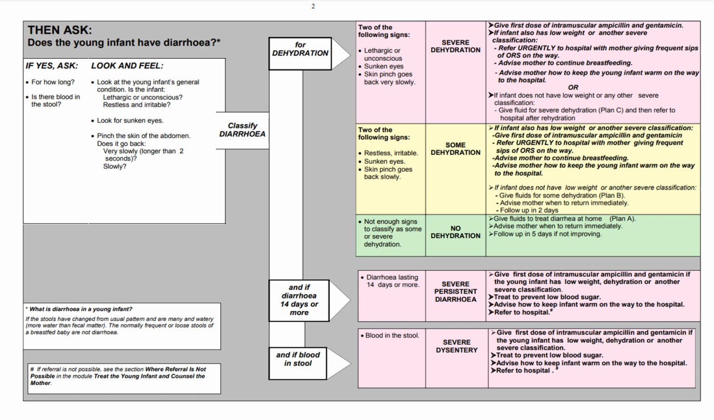Apart from this, there may be cases of diarrhea for 14 days or more, which is termed severe persistent diarrhea. In that case, we also have to keep in mind that we have to treat and prevent low blood sugar of the child while maintaining others. If there is blood in the stool, we term it as severe dysentery, and we also manage it on the same lines and refer if necessary.